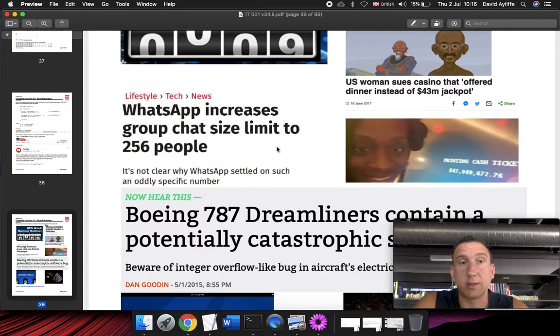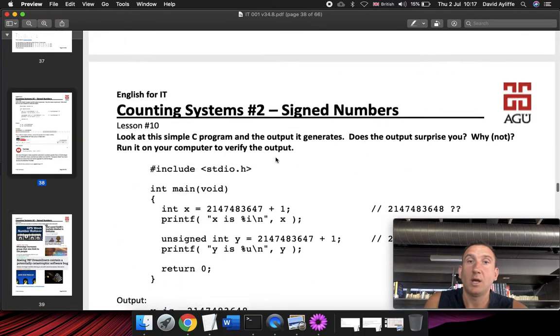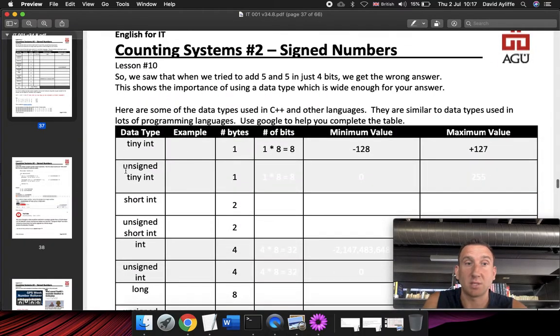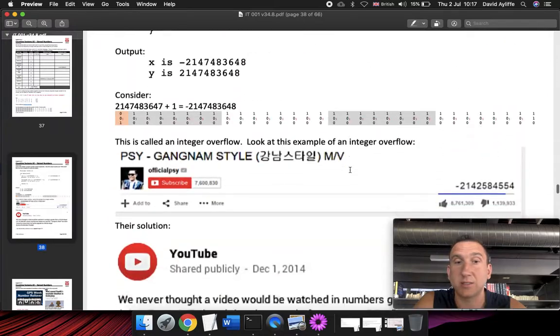It's not clear why WhatsApp settled on such an oddly specific number. Well, it is, because 256 is a very specific number. It's an unsigned tiny int. It's the maximum number that you can have with an unsigned tiny int.